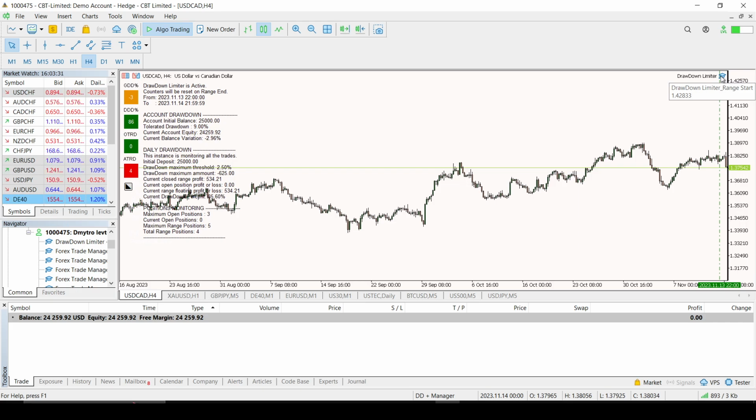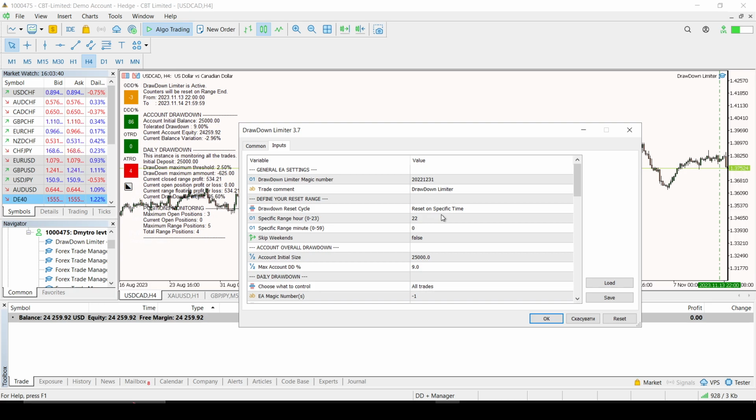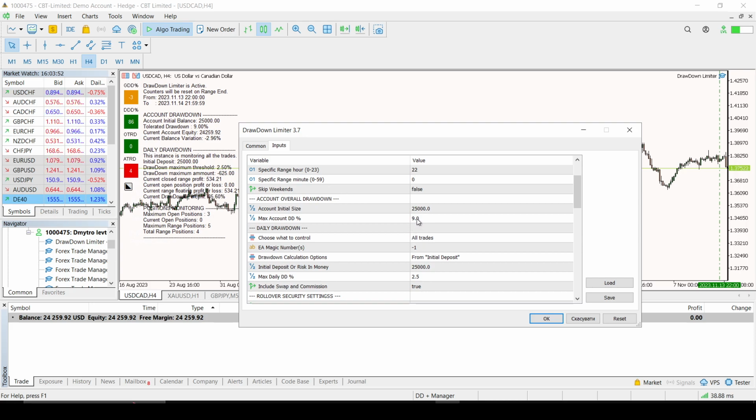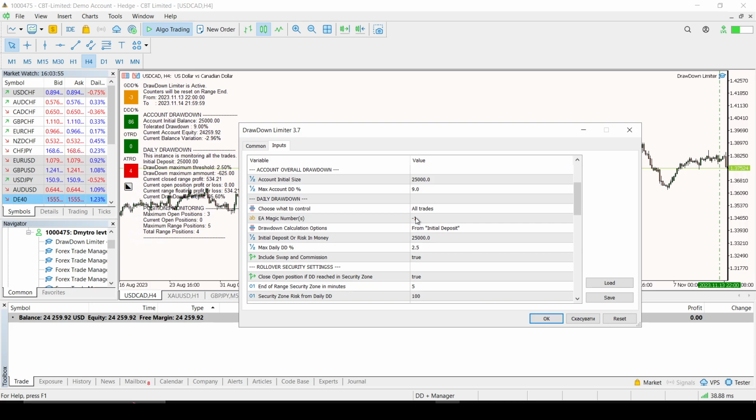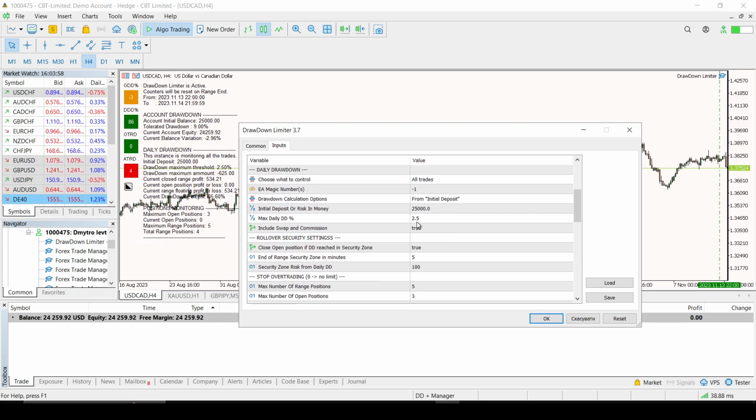This is a really cool thing that I will place links to. Essentially, you put your time range, it could be daily or a specific hour, and it will monitor your account. You put account size, you tell it your maximum drawdown to account, and then your maximum daily drawdown. If you reach your maximum daily drawdown, it will just close the terminal and you will not be able to trade.